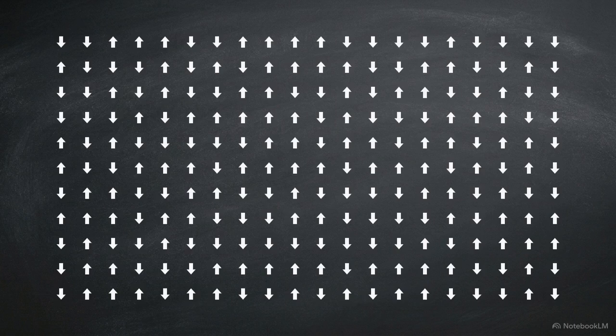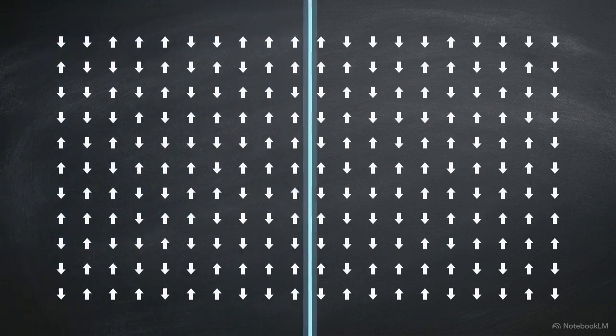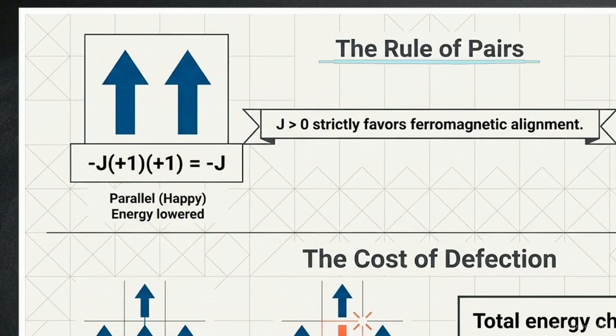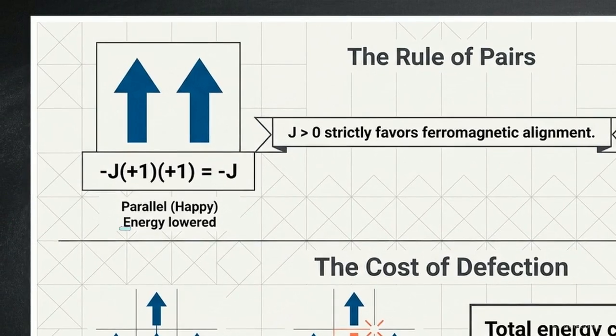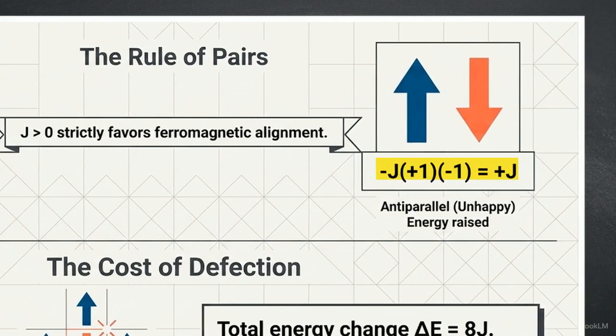Because the Hamiltonian serves as an absolute rulebook, calculating these local neighbor interactions allows us to predict how the entire macroscopic grid will behave. This brings us to the rule of pairs. Taking our negative J constant and multiplying it by a positive one, and then another positive one, results in negative J. Proving alignment actively lowers the system's total energy. If we test anti-parallel spins, multiplying opposite spins results in a positive J. Clashing neighbors actively raise the system's energy score.